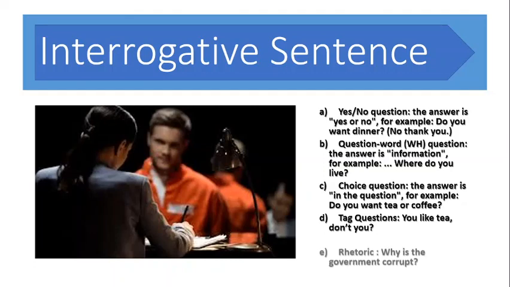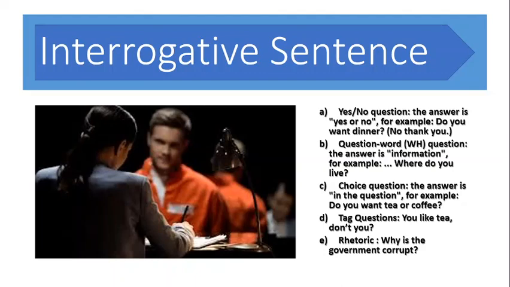And the last question is called the rhetoric. Here, the answer is obvious, and as a result, it does not have to be told verbally. Why is the government corrupt? Please do not come to arrest me. I did not mention which government or whose government. But if you think of any government, why is the government corrupt? Don't you know the answer? Don't I know the answer? Everybody knows the answer. So why should we give the response? That is called rhetoric question.